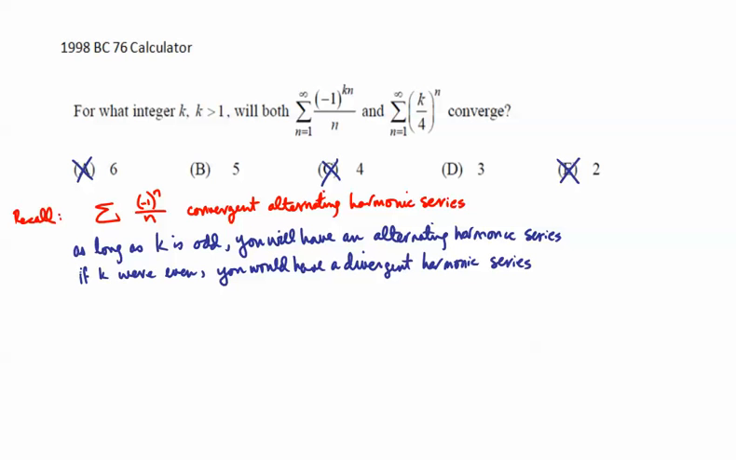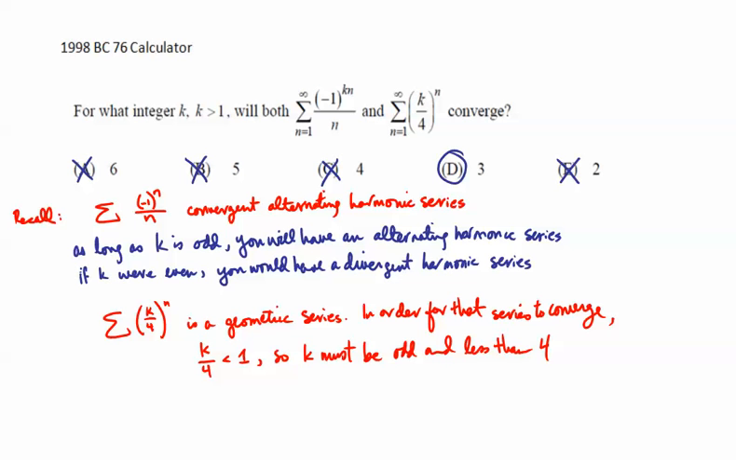Now for the second one, you have the series from 1 to infinity of (k over 4) to the nth power. And that is a geometric series because of the nth exponent outside of the parentheses there. And in order for that to converge, we know that k over 4 has to be less than 1. And in order for that to be less than 1, then k has got to be less than 4. And so k can only be 3. It cannot be 5. And so the answer will be D there.